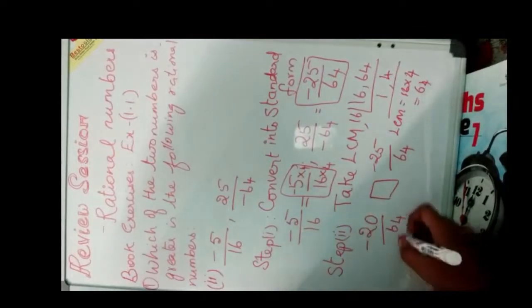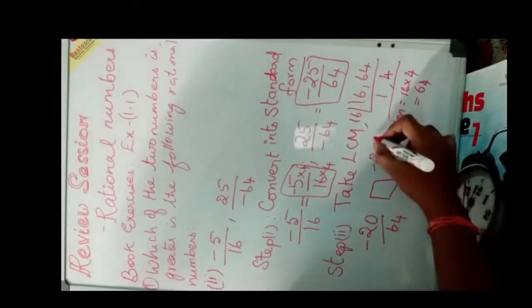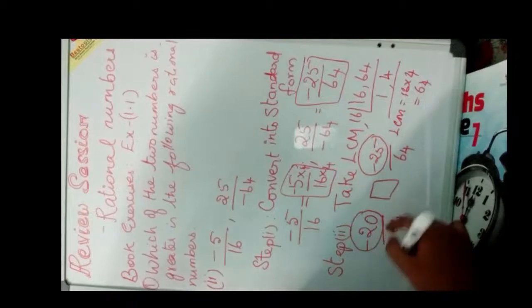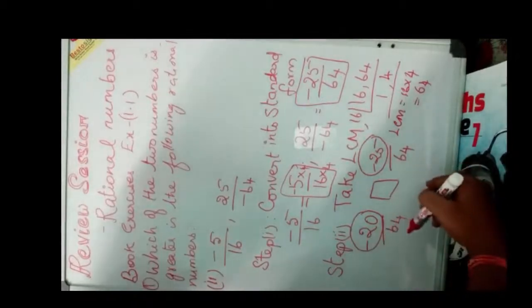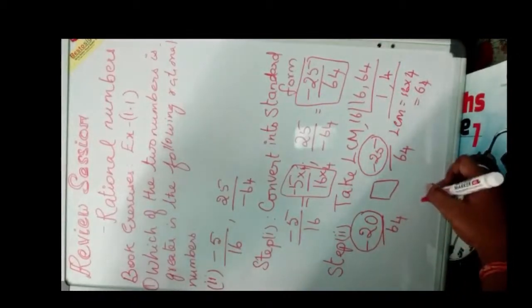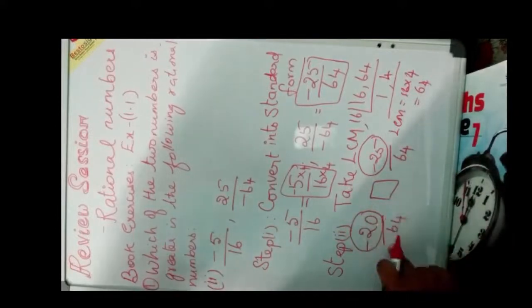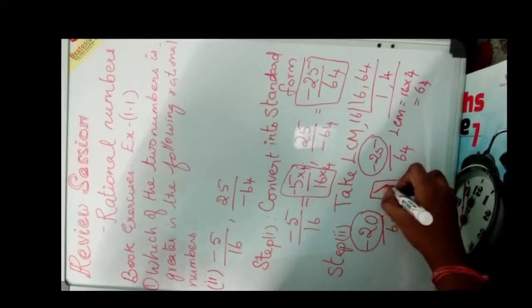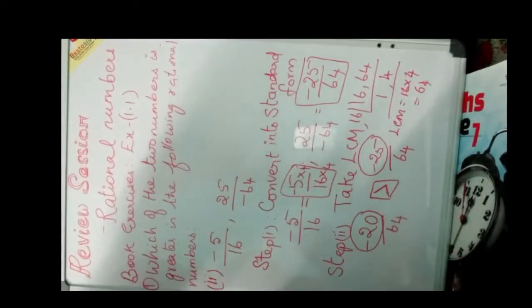Since the denominators are the same, I need to consider only the numerator. Which is greater, minus 25 or minus 20? If it is a negative number, you need to take it in reverse. So only minus 20 is greater. So minus 20 is greater than minus 25.